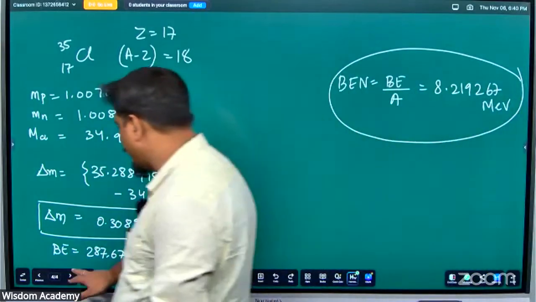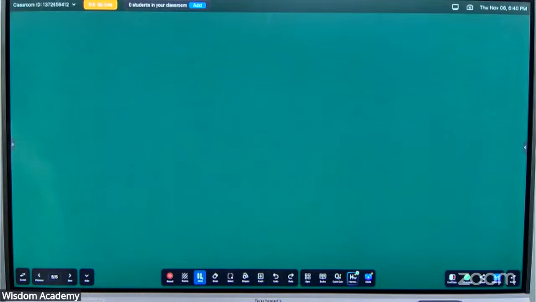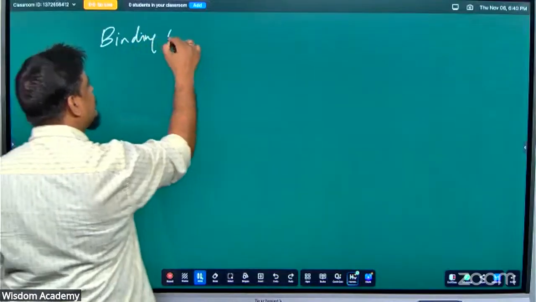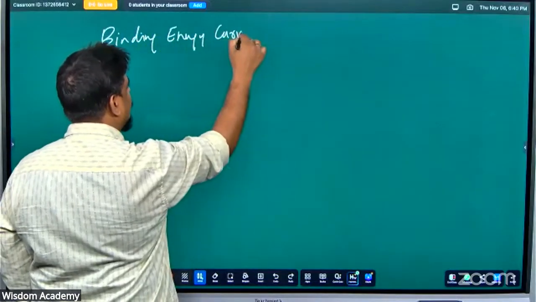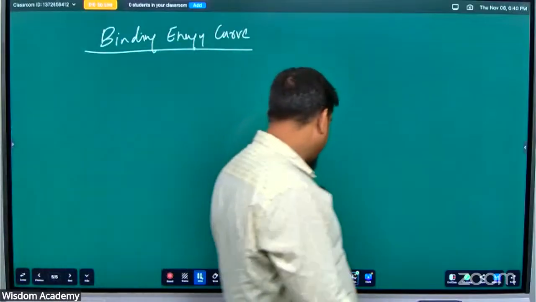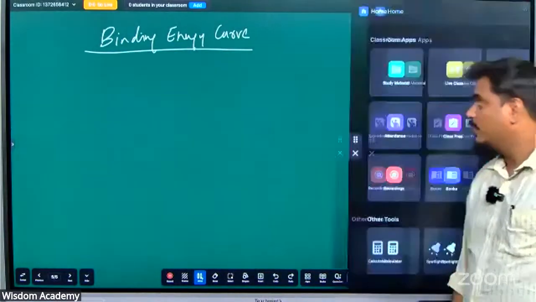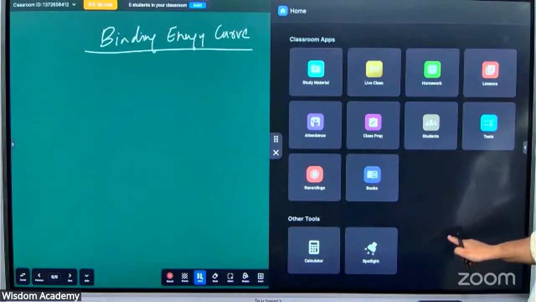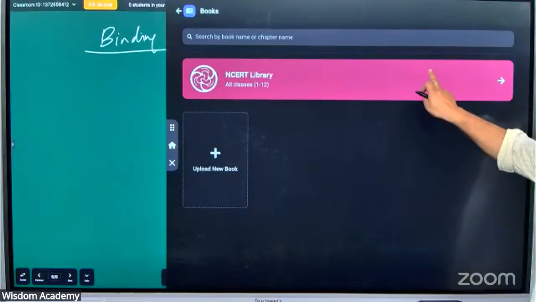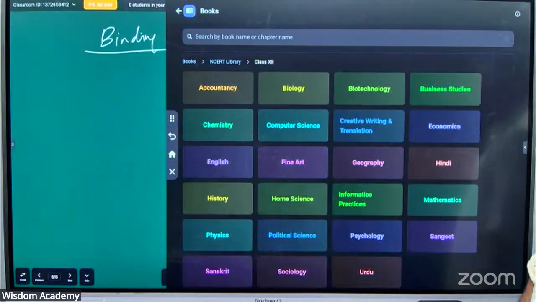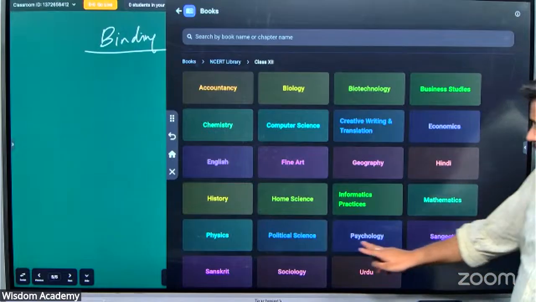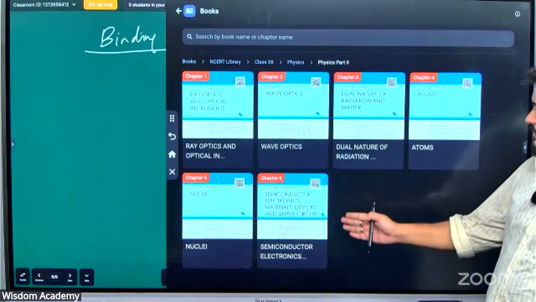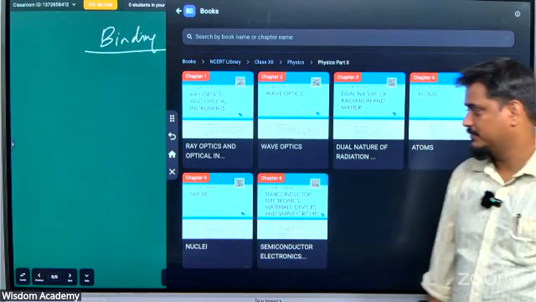So the next topic that we're going to learn today, give the heading as binding energy curve. Sometimes in the board exam, they ask you directly to draw the binding energy curve. If you see the NCERT book, let me go to the books first of all. The NCERT book, 12th class. We are learning physics, in physics part 2, and here the nuclei chapter, that is the 13th chapter.